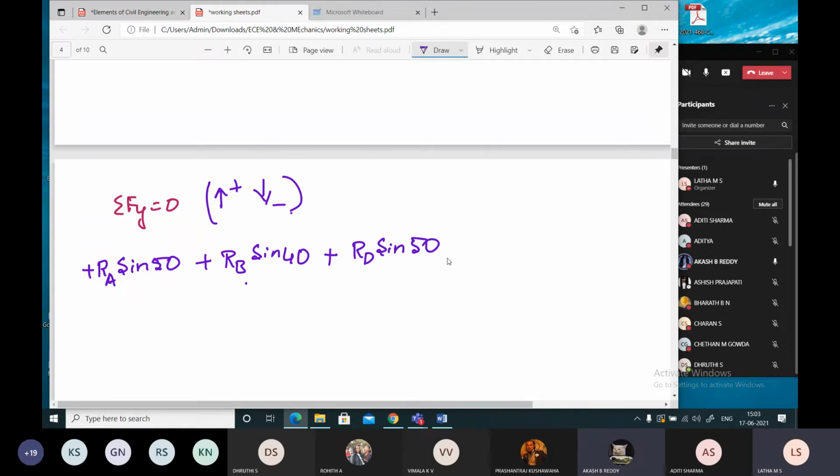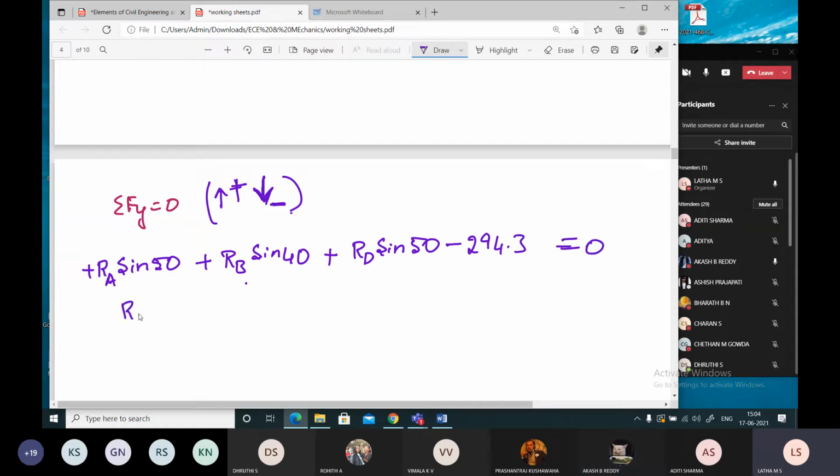What about the load? Total weight of all. W2, 30 into 9.81, 294.3, ma'am. What should I take, minus or plus? Plus, ma'am. See how it is moving, the direction? W2. Negative, ma'am. Yes, negative. Give me the value once again. Minus 294.3 Newton. So I can call it equal to 0.